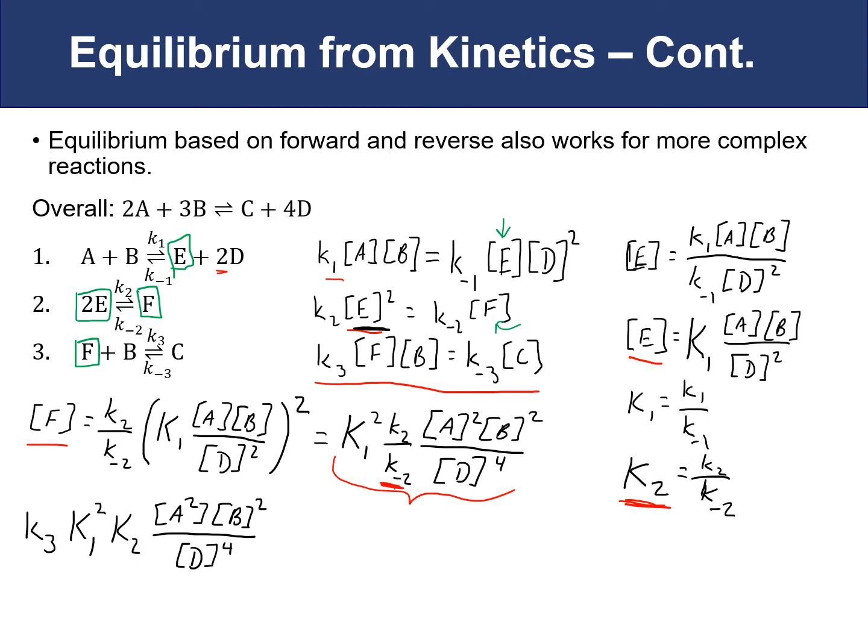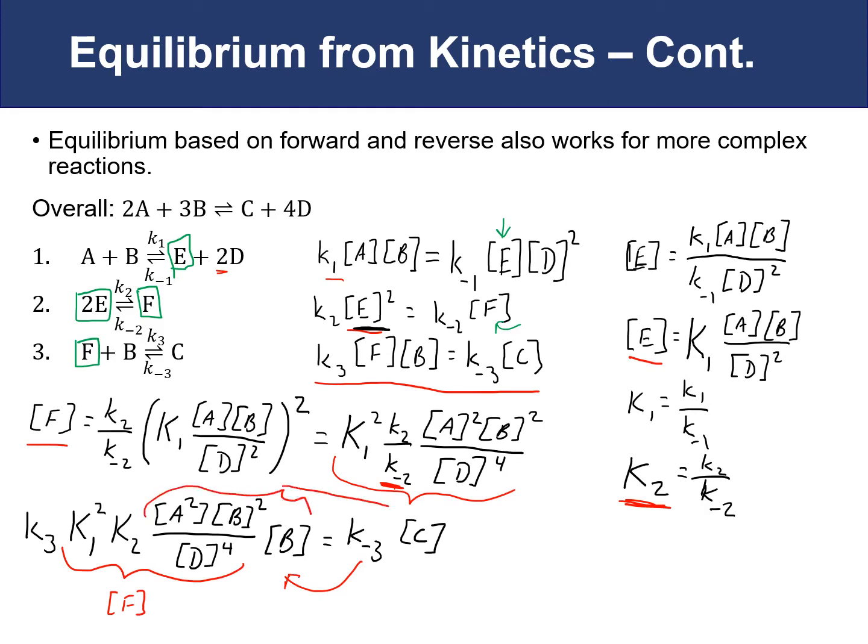Okay, so this whole part here is essentially our way of expressing the concentration of F. So that would then be times our concentration of B. This is equal to k minus 3 times our concentration of C. Okay, I'm now going to move all of our constants to one side and all of our concentrations to the other. So I will divide both sides by k minus 3, moving it to this side, and then dividing both sides by all of our concentrations, which essentially shifts them to the other side.